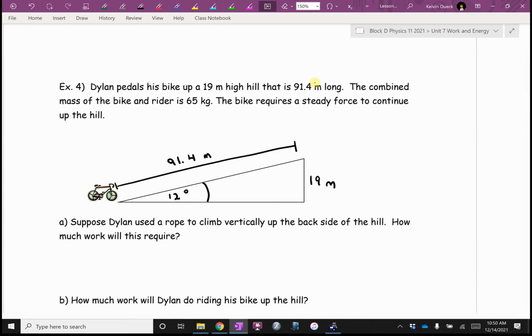Example 4. Dylan pedals his bike up a 19-meter high hill that's 91.4 meters long. The combined mass of the rider and bike is 65 kilograms. The bike requires a steady force to continue up the hill. He's not going to speed up or slow down. Suppose Dylan used a rope to climb vertically up the back side of the hill. Suppose he hooked the bike onto his back and he climbed vertically that way. How much work would this require?